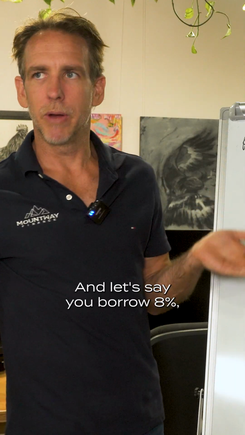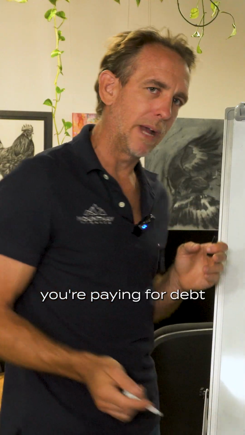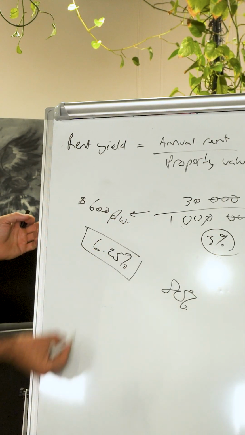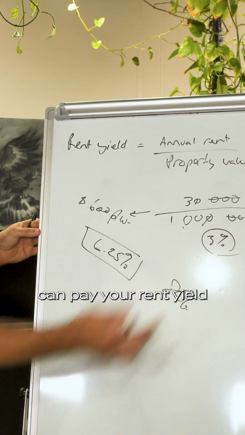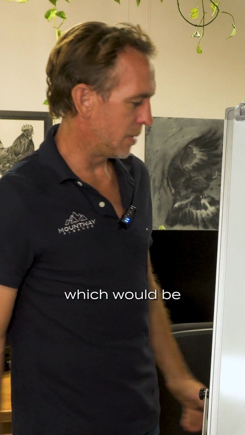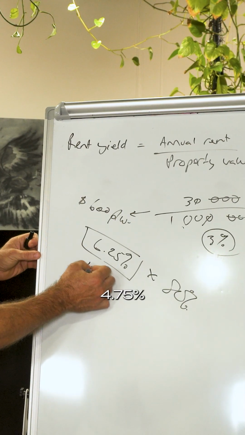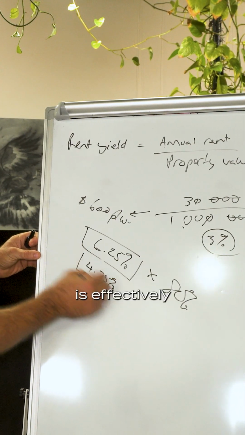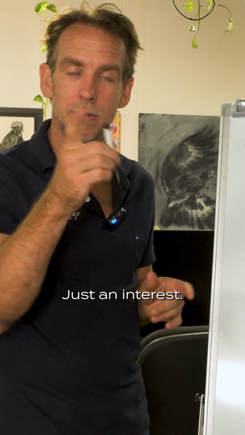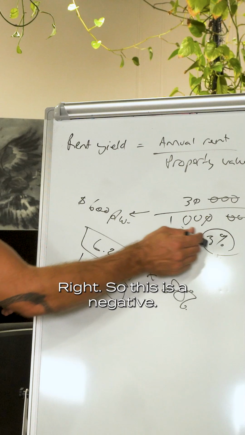And let's say you borrow 80%, which is about the standard. So you're paying for debt on 80%, or $800,000, of that purchase. The easy way to compare your rent yield to your interest rate is to multiply that by 80%, so it would be about 4.75%. That's effectively what you're paying, just in interest. You've still got to pay the principal on top of that, right? So this is a negatively geared property.